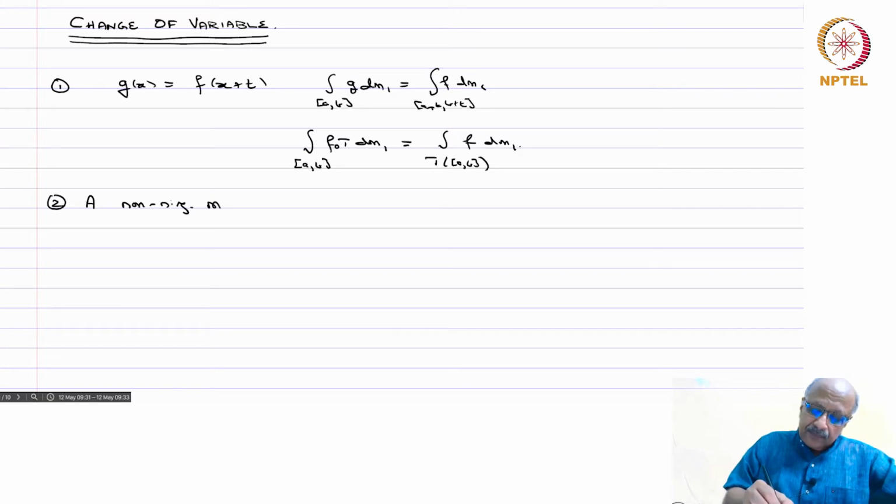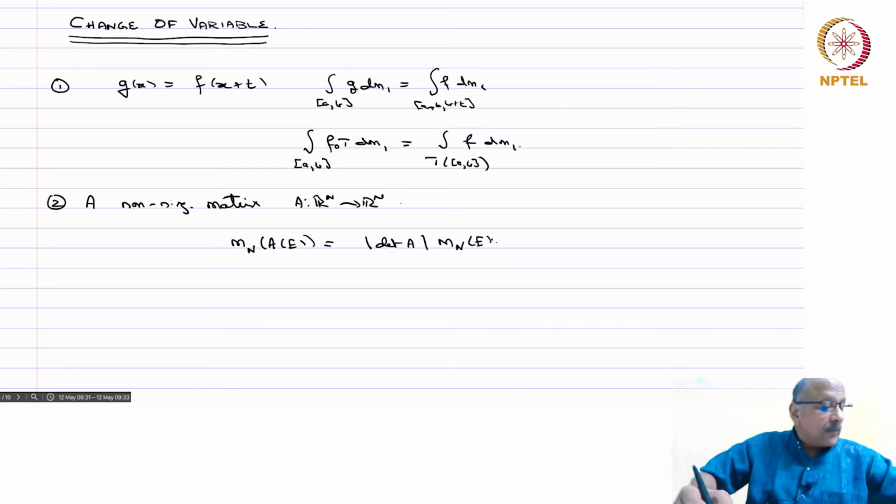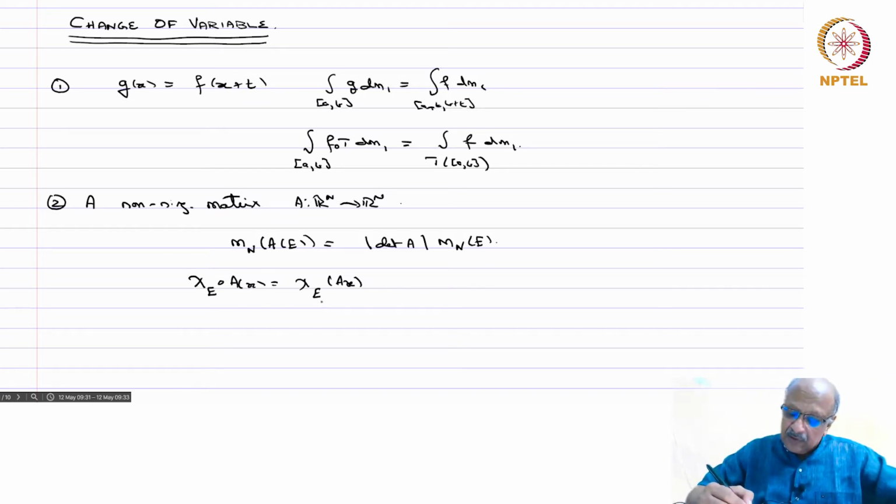Okay, so this is the other example which we have already seen, when A is a non-singular matrix or non-singular linear transformation. So A defines a linear transformation from Rn to Rn. Okay, and then you saw, long ago we have seen this, that mn of A(E) is equal to the modulus of the determinant of A times mn of E. Now chi_E composed with A at x is chi_E of Ax, and this is equal to 1 if Ax belongs to E, or x belongs to A inverse of E, and therefore this is equal to chi of A inverse of E.